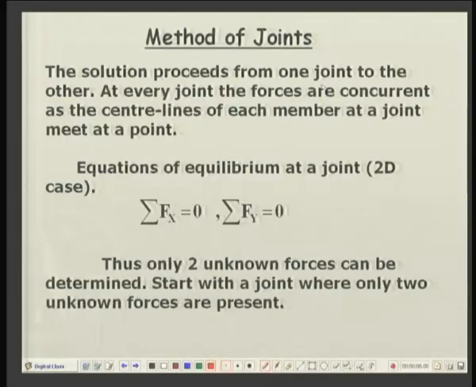Well, in the method of joints, the solution proceeds from one joint to the other. At every joint, since the forces are concurrent, only 2 equations of equilibrium are available. So it means I can solve for only 2 unknown forces. What are those 2 equations of equilibrium? Sigma Fx is equal to 0, that is, the sum of all the horizontal forces acting at that joint is equal to 0. Similarly, the sum of all the vertical forces at that point should be equal to 0.